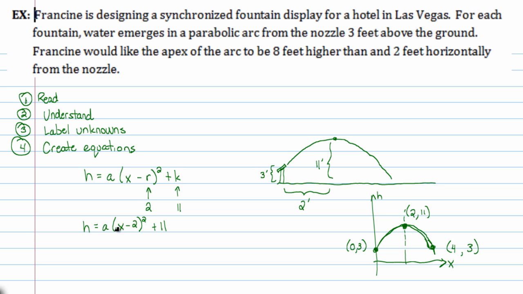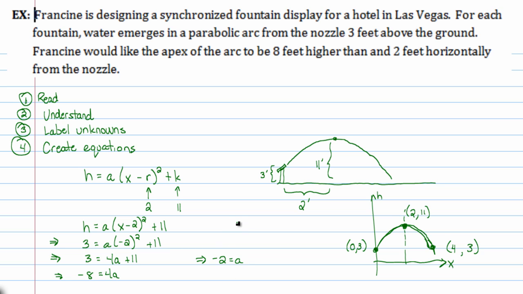And now I see I'm only missing one more piece of information, and luckily I have a point. Not only did they give me the vertex, they gave me a point. So I'll let x equal 0 and h equal 3. So my output is 3 when my input is 0. And now I can solve this. This is going to be 4a. So we get 3 is equal to 4a plus 11. Subtract 11 from both sides. So I get negative 8 is equal to 4a. And then divide both sides by 4. You'll get that a is negative 2.